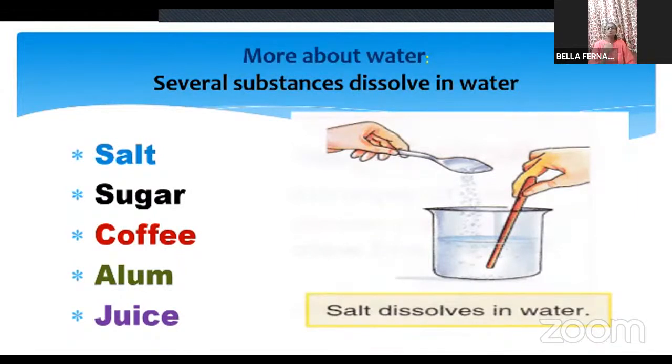Even juice can also dissolve. If you want to make a lime juice, you will squeeze the lime in the water and the lime will get mixed in water. And okay, children. So these are the substances that dissolve in water. Yes. Now we will just come back.